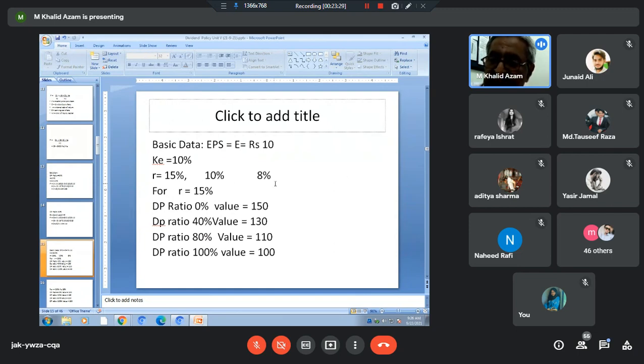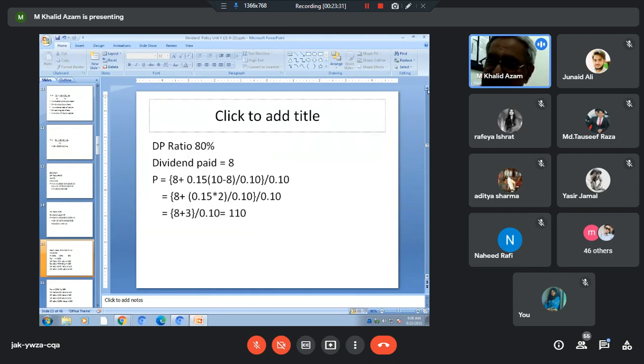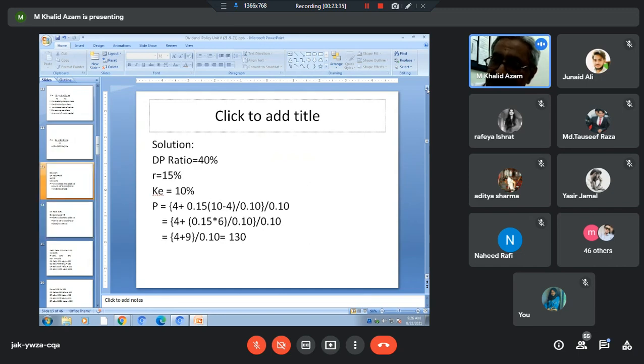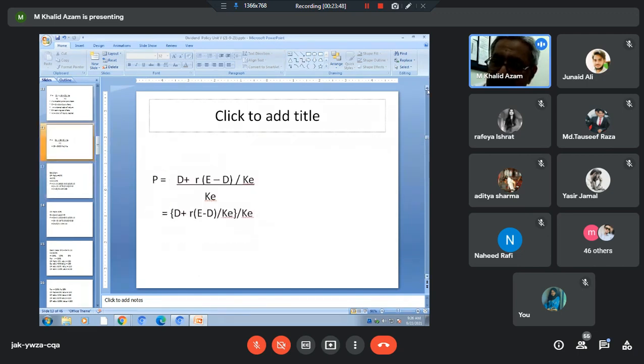This is about the growth firm. I am stressing it, because after that we will be shifting. So see here. This is a growth firm, 40% DP ratio, rate of return 15%, cost of equity 10%. So the formula which is here, I am reminding you, you can use it like this. For the purpose of simplicity, I have tried to write it like this. It is very simple.